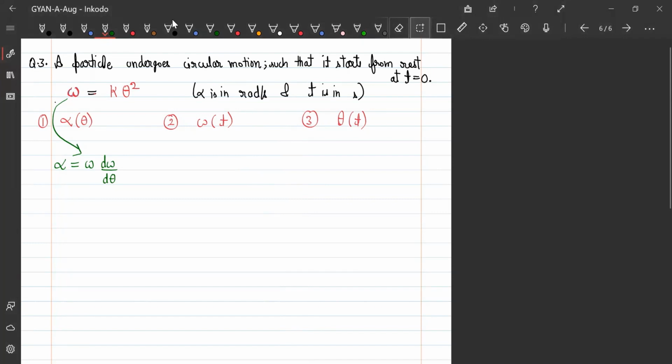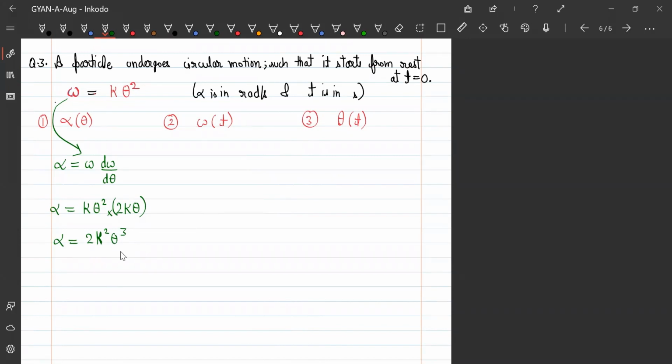K theta cube upon 3. This will be k theta square, and d omega by d theta will be 2k theta, right? So alpha will be 2k square into theta cube. This is alpha as a function of theta.